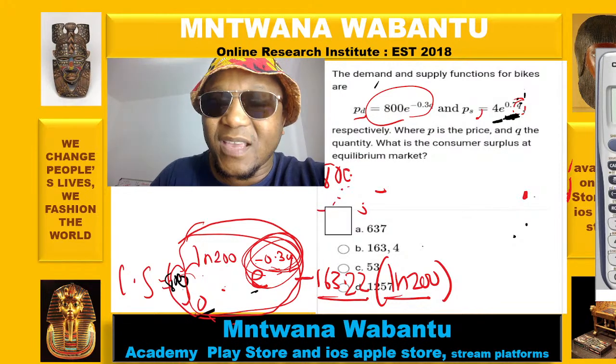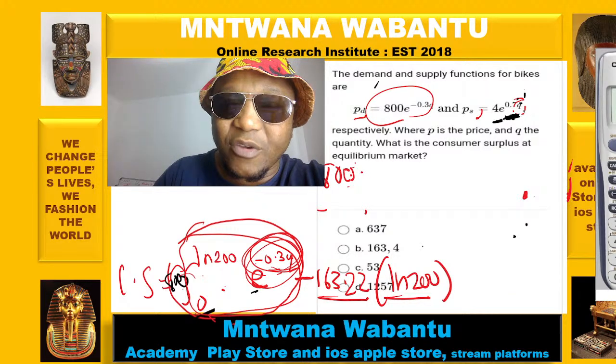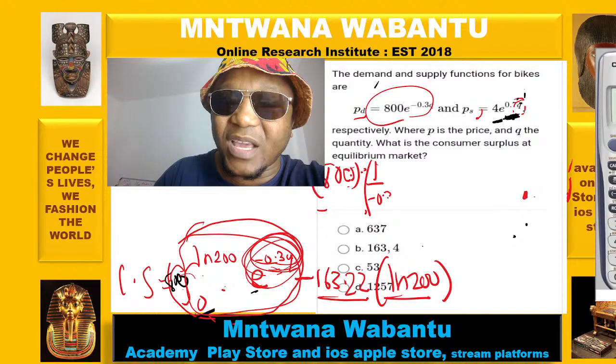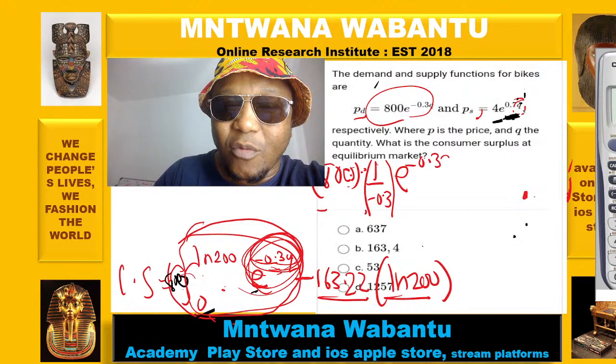Now this is messy. The way I write is not looking good. Okay, let me write very, very slow. 800 behind. Let's put a bracket, and then I'm going to say 1 over the derivative of what we have. When you differentiate negative 0.3, it's going to give you negative 0.3, and then write what you have exactly: e^(-0.3q).